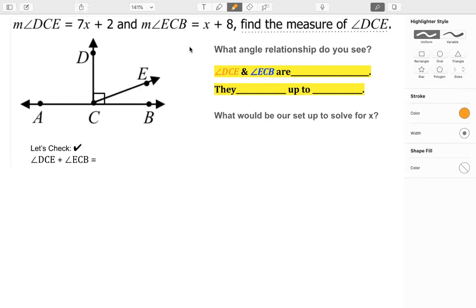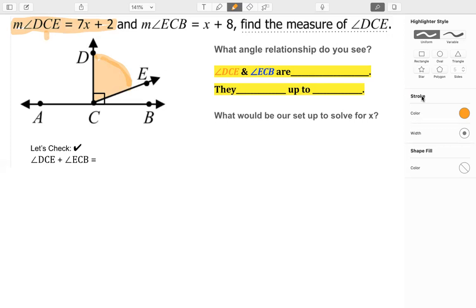Let's first annotate our diagram. The first thing they told us, and I'm going to highlight this in orange, is that the measurement of DCE was 7x plus 2. The angle DCE is right here. I always follow the three letters. I look at D, C, E. Since C is in the middle, I know that we are talking about this angle right here. I've also highlighted it in orange so that we can see it better.